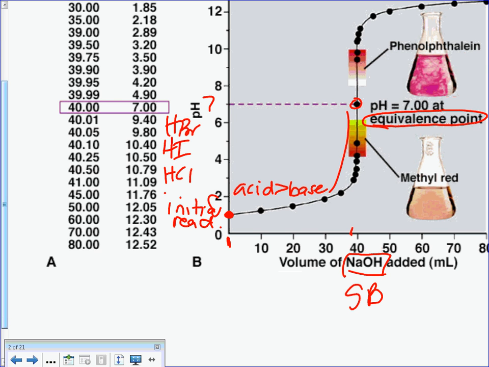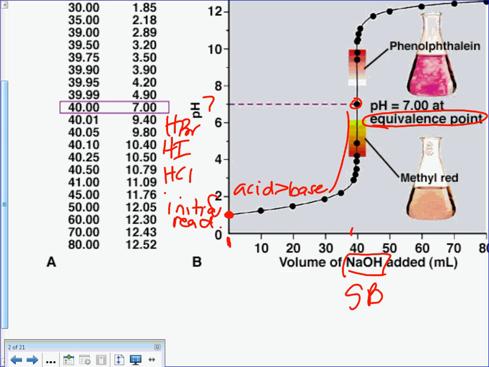Okay, so in a titration, when I have a flask, I'm adding base slowly to it. Depending on what indicator I have in the flask, I might see a color change here. If I use methyl red, I'll see a color change early. If I use phenolphthalein, I'll see a color change later, past the equivalence point, right? Either before the equivalence point or after the equivalence point. What's that point called when the color changes?